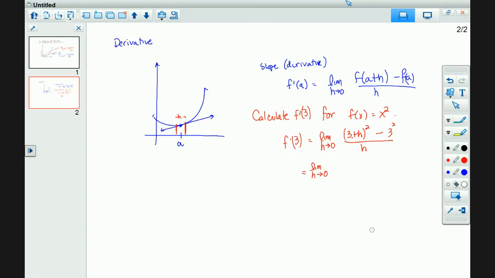So, 3 plus h squared, you FOIL. 9 plus 6h plus h squared, minus 9. Yay, the 9's cancel. That's good for us. You're on the way. Remember when you're doing these, be very organized. They get messy. So the 9's cancel. Now we can factor h out, right?